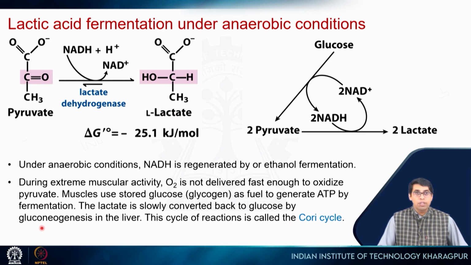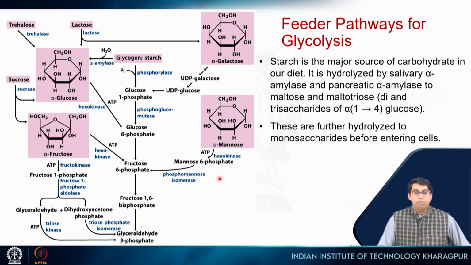So, now what we are going to do is look into more details of gluconeogenesis. Before I get into gluconeogenesis, let us look at where glucose is coming from, right. So, what are the feeder pathways for glycolysis, right. So, we have seen that glucose forms glucose 1 phosphate or glucose 6 phosphate, and then this whole process happens, right.